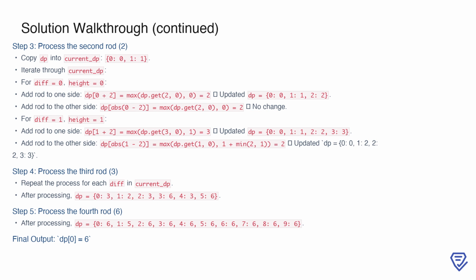Repeating this process for the third rod, which has a length of 3, we iterate over all values in current_dp and update the dp map accordingly. After processing, dp becomes {0: 3, 1: 2, 2: 3, 3: 6, 4: 3, 5: 6}. Finally, processing the fourth rod, which has a length of 6, results in an updated dp map, {0: 6, 1: 5, 2: 6, 3: 6, 4: 6, 5: 6, 6: 6, 7: 6, 8: 6, 9: 6}. The maximum possible height of balanced billboards is stored at dp[0], which is 6.